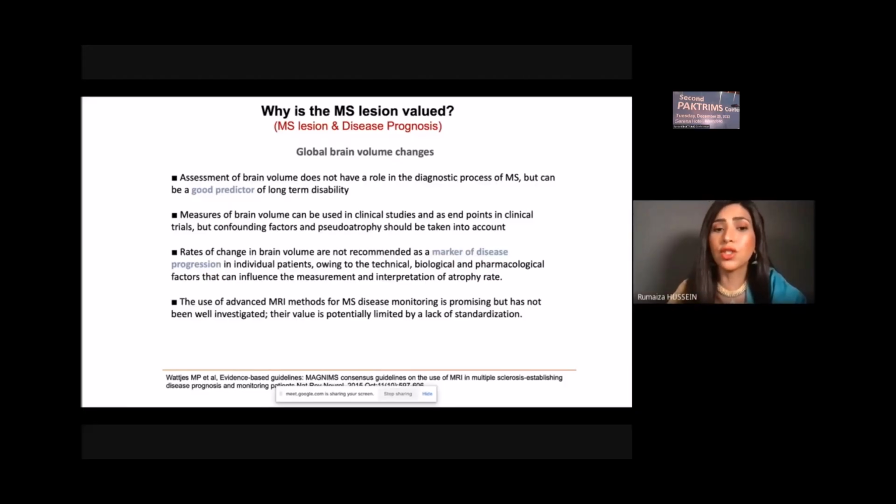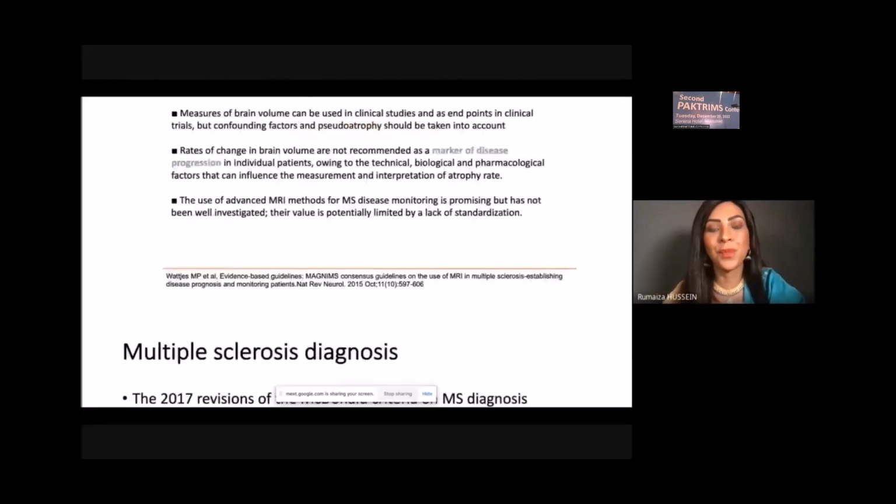Rates of change in brain volume are not recommended as a marker of disease progression in individual patients, owing to the technical, biological, and pharmacological factors that can influence the measurement and the interpretation of the atrophy that we see. The use of advanced MRI methods for MS disease monitoring is promising, but has not been well investigated. So their value is potentially limited due to lack of standardization.